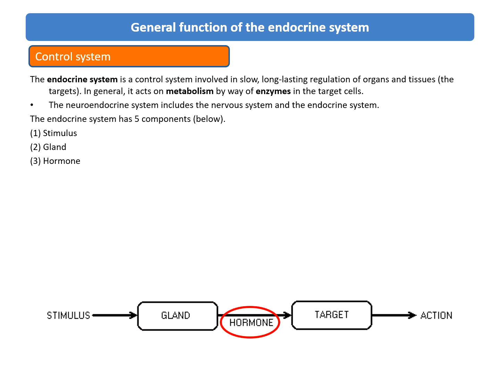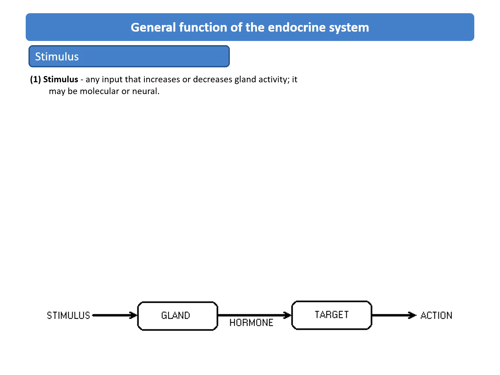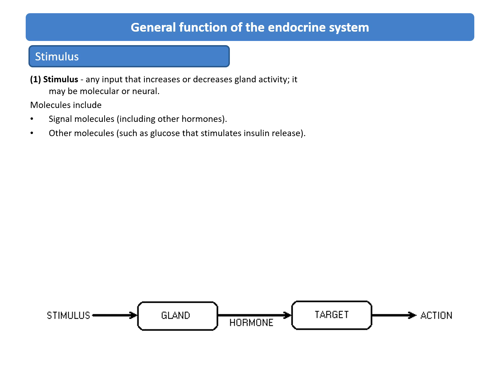Stimulus acts on a gland, which secretes the hormone, which acts on the target, and the target takes an action. We're going to look at each of these in order. The stimulus is any input that increases or decreases the gland's activity. It may be molecular or it may be neural. Molecules include signal molecules, even other hormones. Other molecules, such as glucose, stimulate the release of insulin. Nervous system input serves as a stimulus for the hypothalamus and the adrenal medulla.